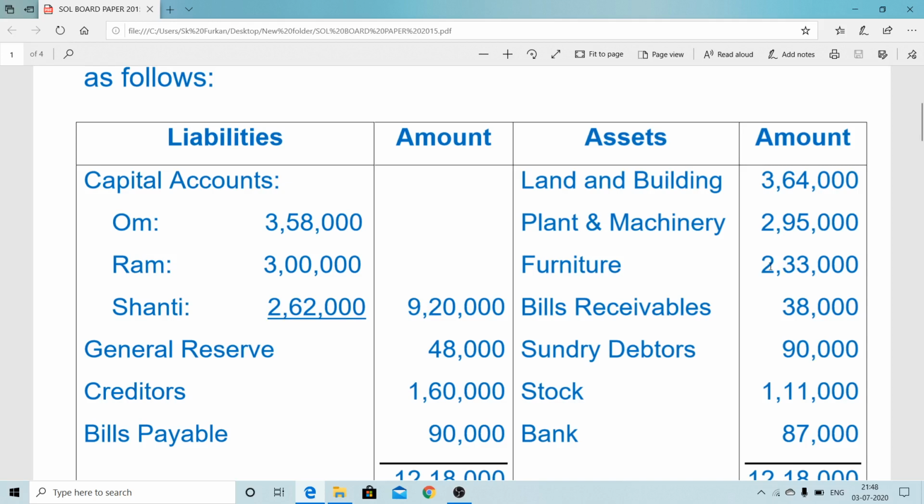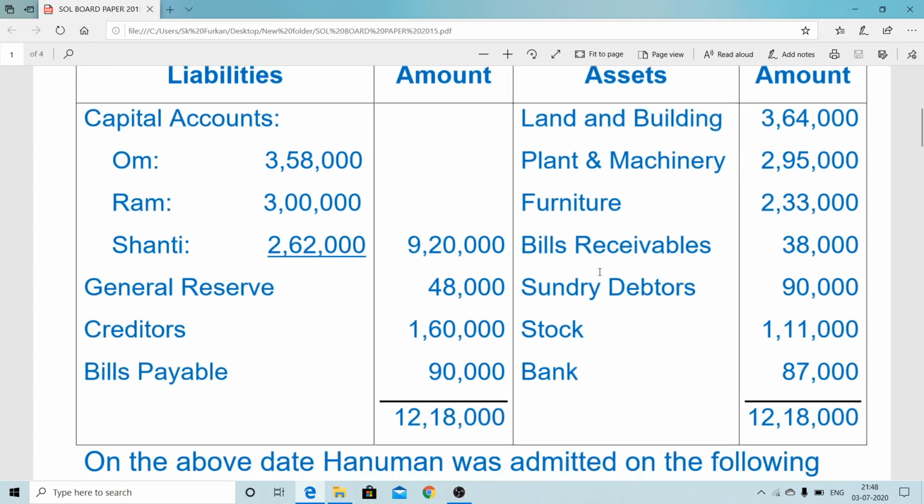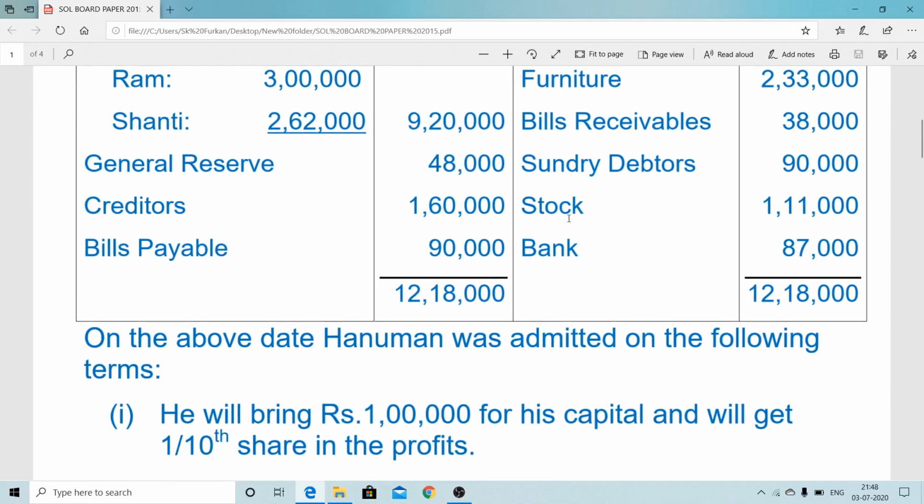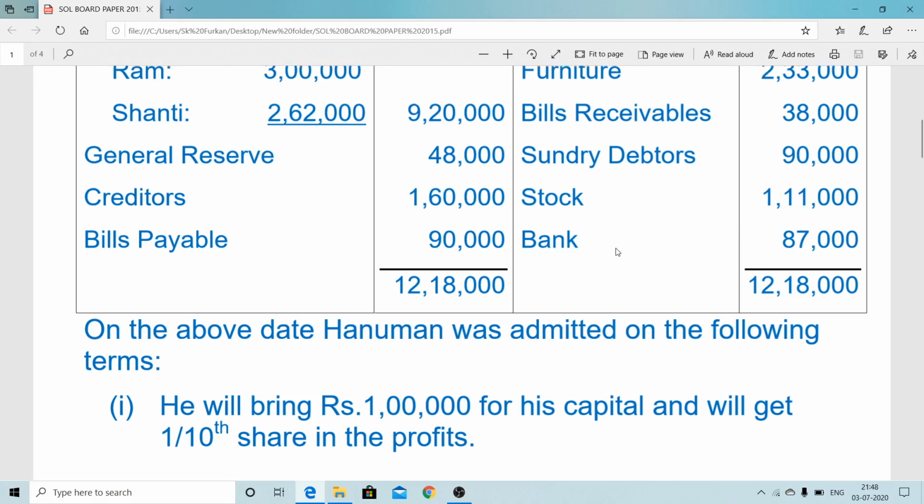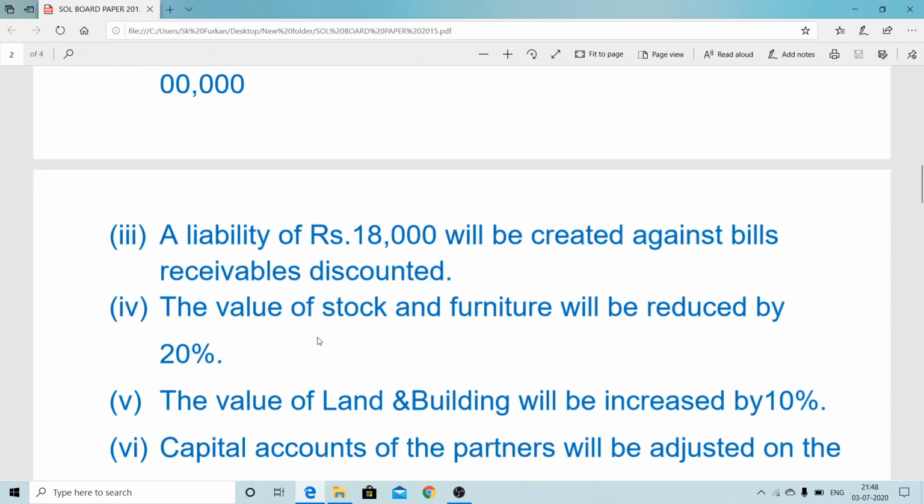What will be the entry for that? We know that revaluation account debit to furniture account 46,600, and the same way stock is also reduced. So revaluation account debit to stock, 1,11,000 at 20%, 22,200. So that is that related adjustment.